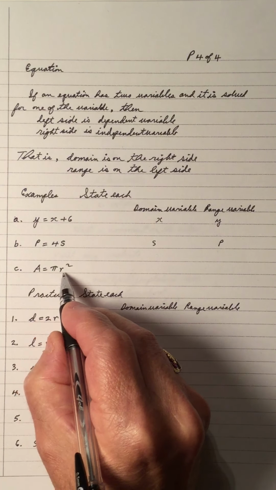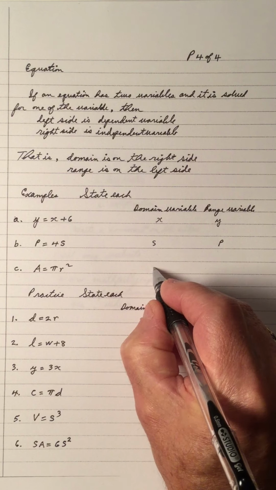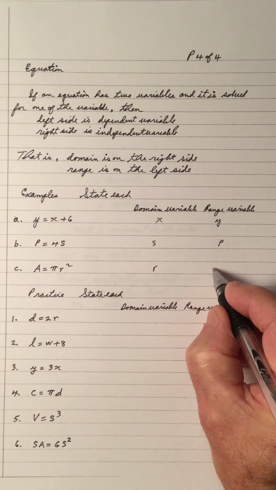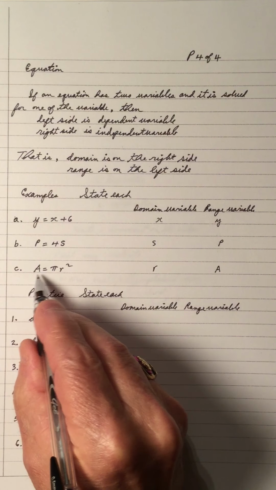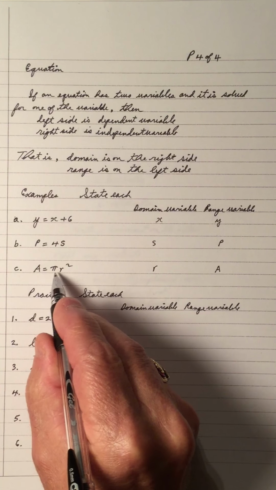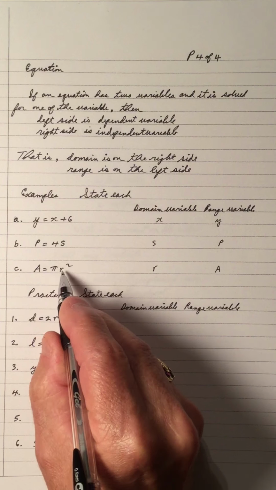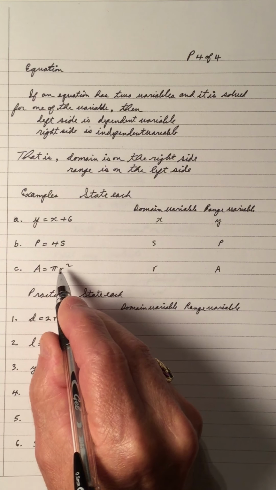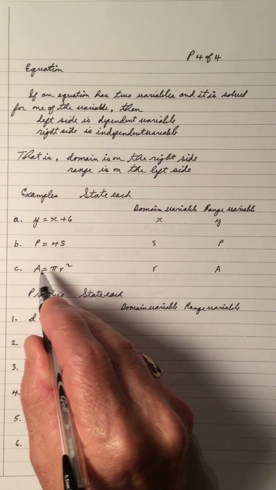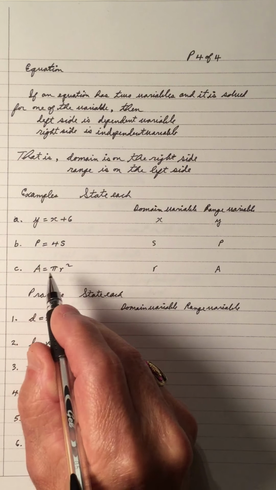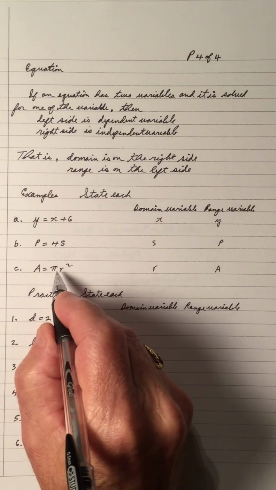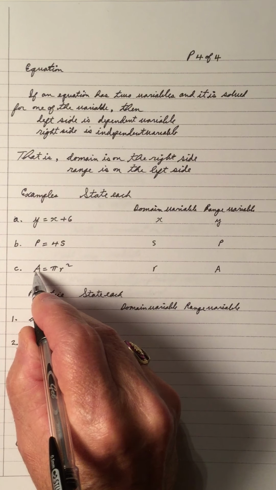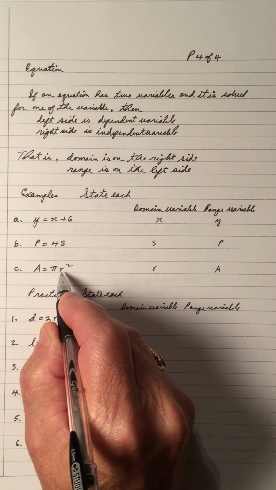A equals pi r squared. The domain variable is r. The range is A, area. Think of the area of a circle. The area is pi r squared, so the area of a circle depends on what r is. So r is your independent, the area is your dependent. So if you think of it that way, what's on the left side is dependent, what's on the right side is independent.